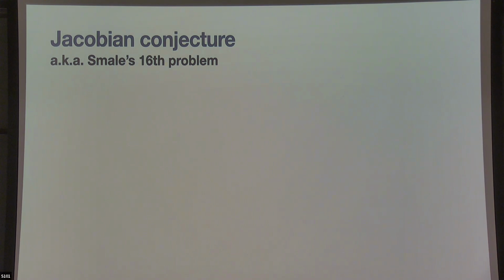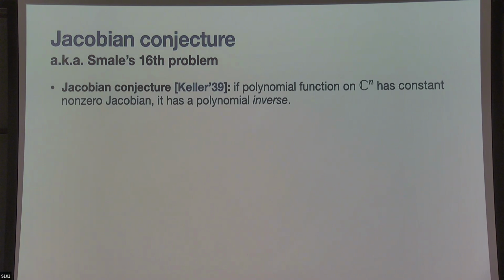Try to be quick. Okay, so here's a seemingly unrelated problem called the Jacobian conjecture, which is this: if you have a polynomial function from Cn to Cn, with a constant non-zero Jacobian, then it has a polynomial inverse function. You want me to define the Jacobian?